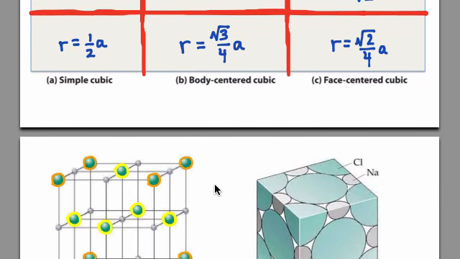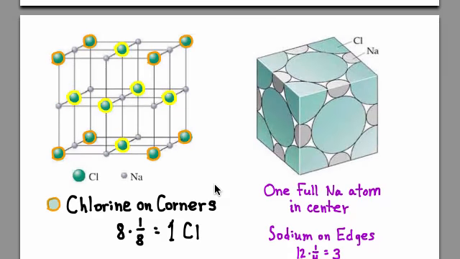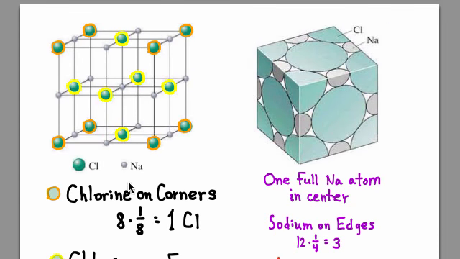Salt's a really weird one. That's normal table salt. It's kind of weird because the atoms are different sizes. So I have chlorines on the corners, and I could switch it out. I could put the sodiums on the corners, but everything else would actually be similar. I mean, equivalent. Try it yourself.